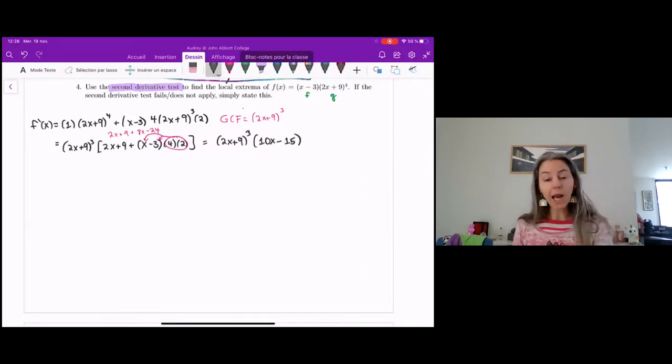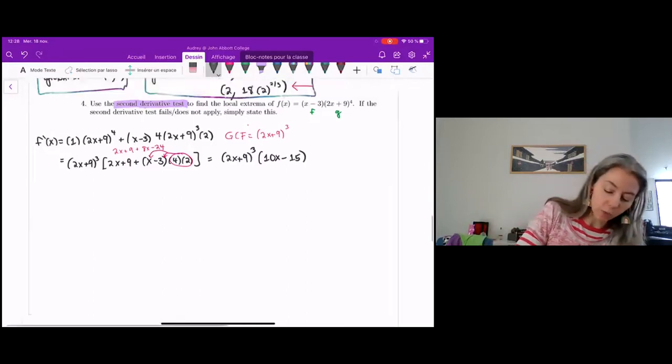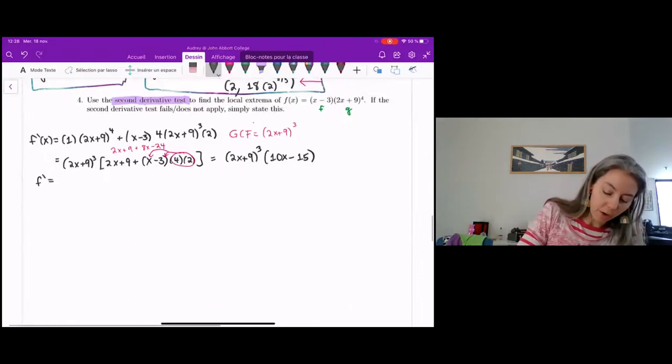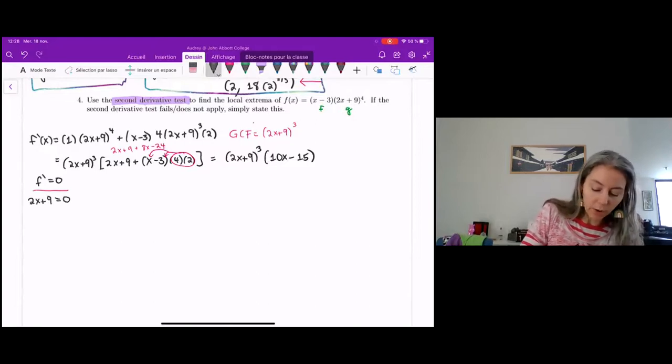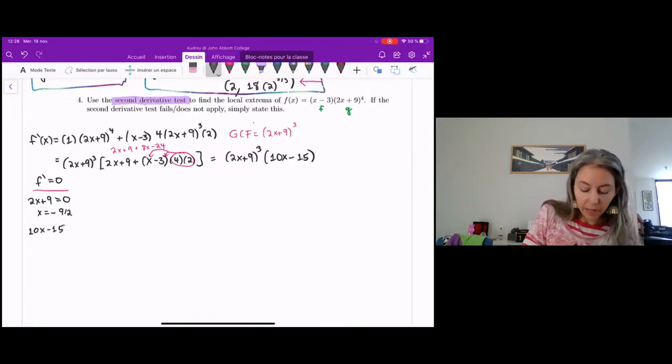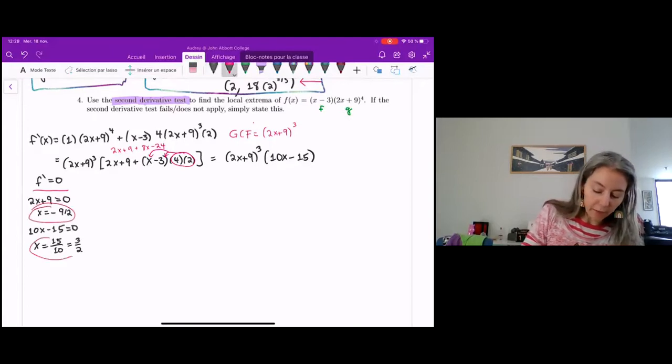If I want, I can actually factor a 5 out of that 10x minus 15, but I don't have to. I can leave it like that. It's really straightforward to find my critical values from there. So f prime equals 0. That happens when 2x plus 9 equals 0, so x is equal to -9 over 2. And it happens when 10x minus 15 is equal to 0, so x is equal to 15 over 10, which is 3 over 2. So I got these two critical values.